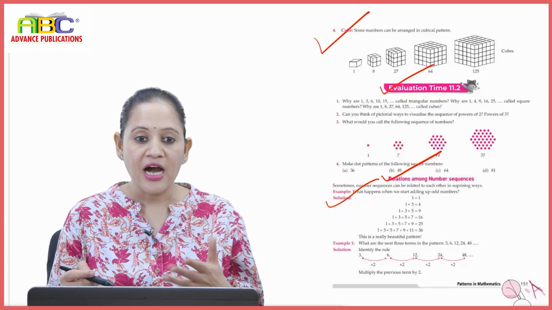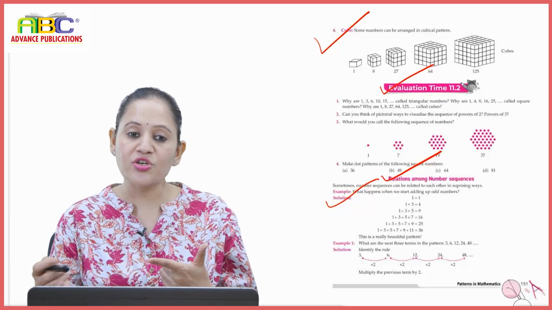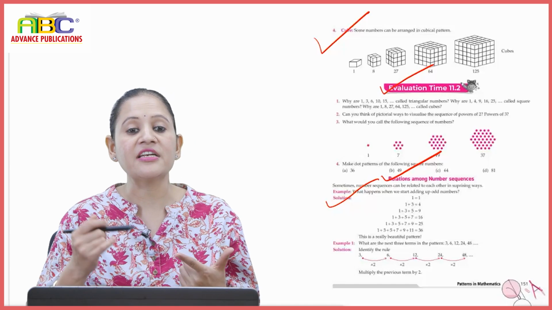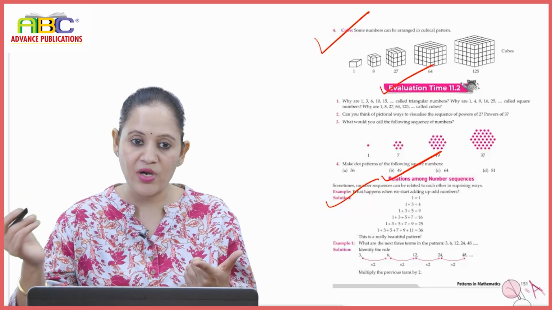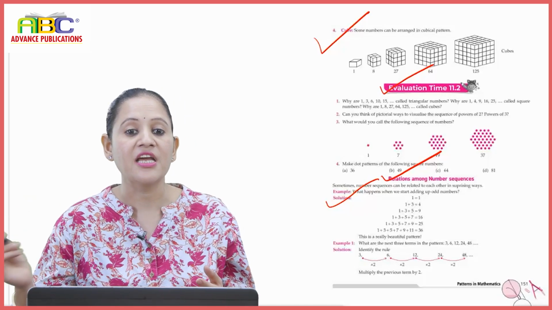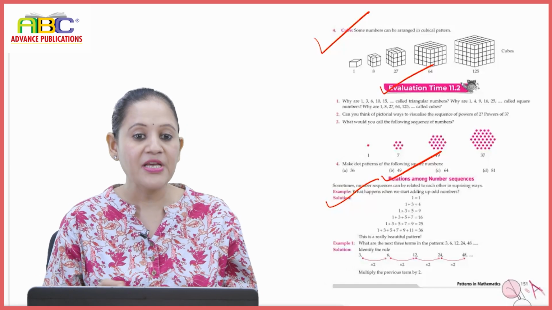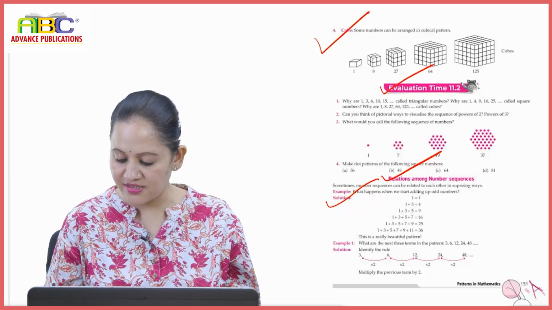So we are seeing that when we add consecutive odd numbers, we get a square number. 1 plus 3 is 4, a square number. 1 plus 3 plus 5 is 9, and 9 is a square number. Clear? So this is a really beautiful pattern.